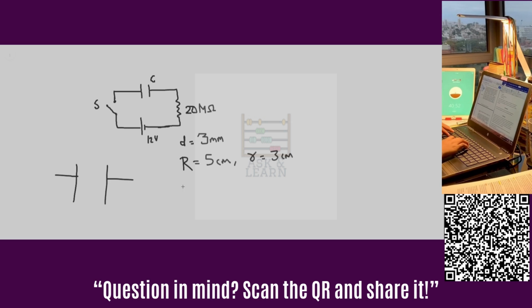So we begin by first finding out the capacitance. Now that is given by the formula for a parallel plate capacitor as epsilon naught A over d, and A in this case is pi R squared. A mere substitution gives 2.318 times 10 power minus 11 farads.